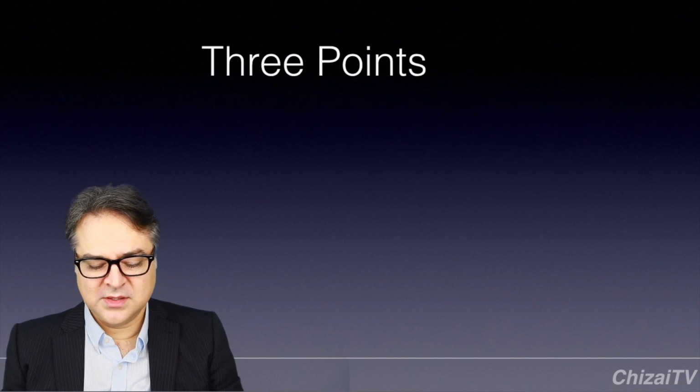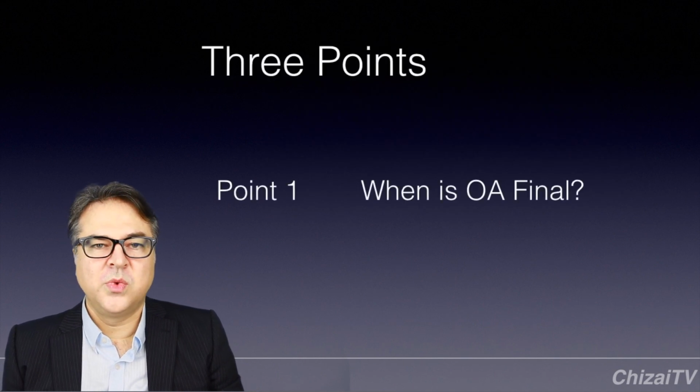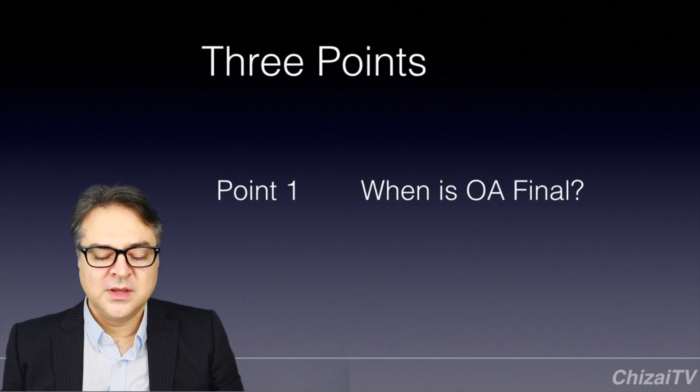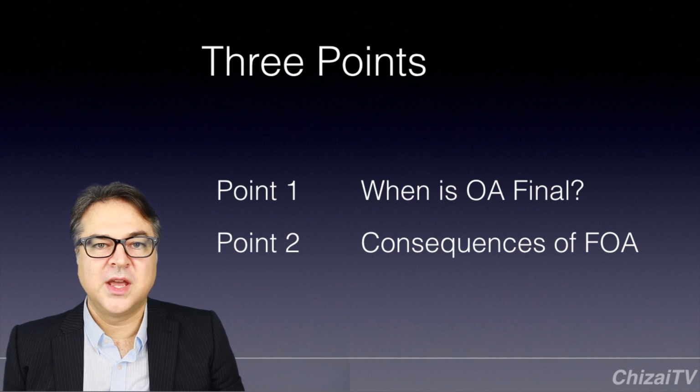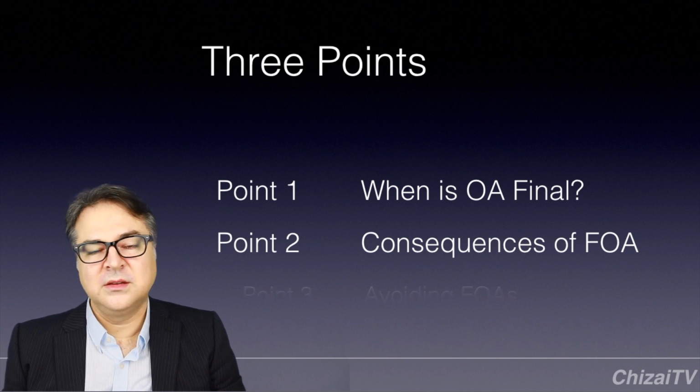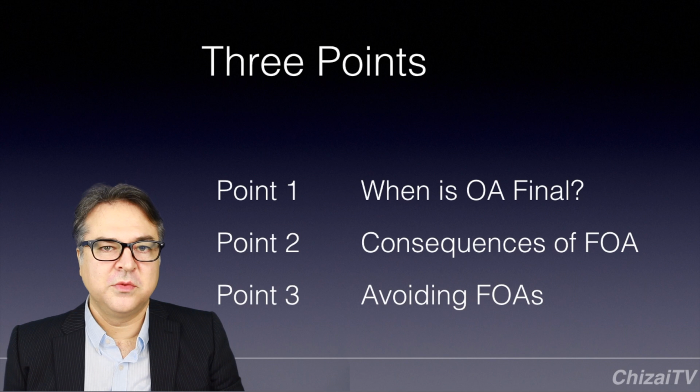So there are basically 3 points that I want to discuss. The first one is when is an office action final. Second one is the consequences of a final office action. And then at the end, avoiding final office actions. How can we avoid them?